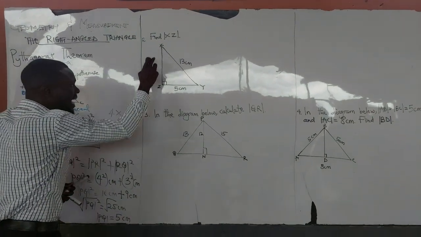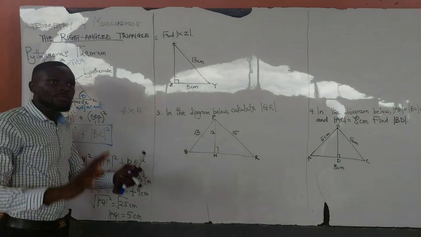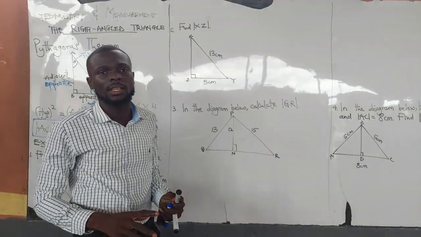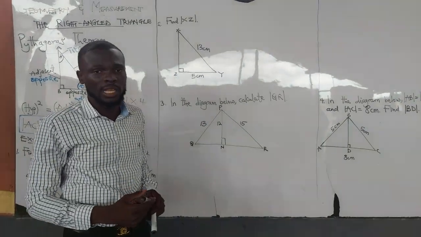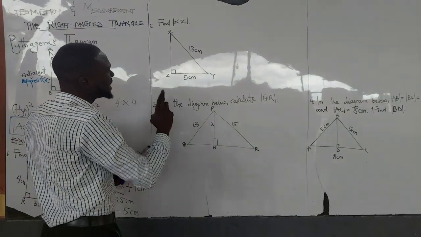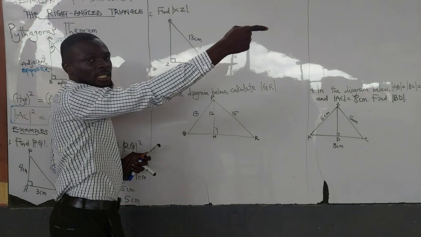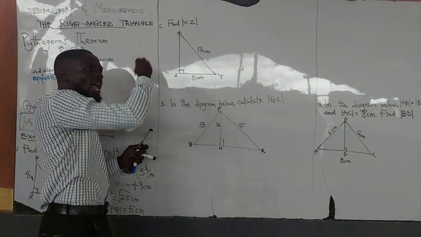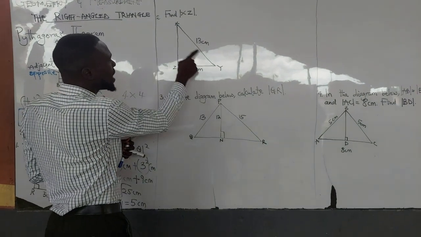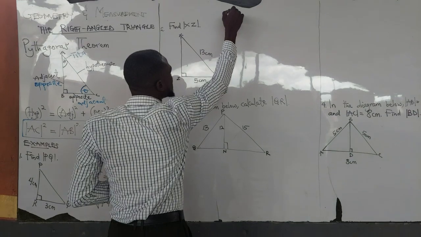Now if this is xz, how can I calculate for the xz? First of all, state the theorem. What does the theorem say? Or what does the theorem state? The Pythagoras theorem states that the longest side, which is the hypotenuse, squared, is equal to the square of the other two sides. So in terms of vectors, my hypotenuse is xy.